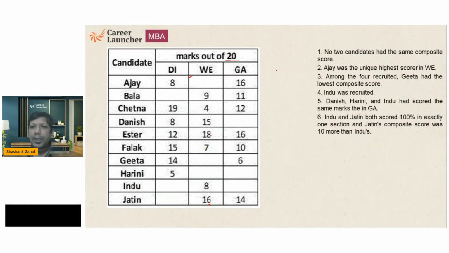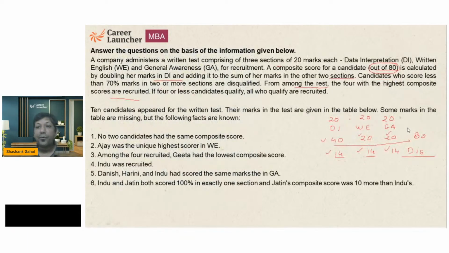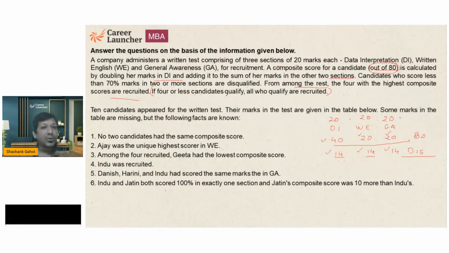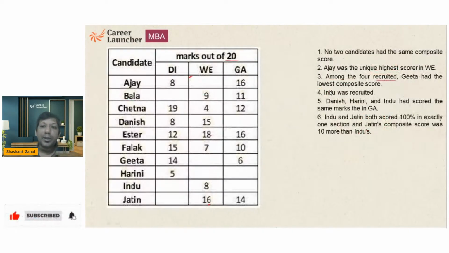Anyhow. Among the 4 people recruited, so now I know कि ये वाली जो लाइन है, if 4 or fewer candidates qualify, all those who qualify are recruited, ये लाइन का कोई मतलब नहीं है क्योंकि क्वेश्चन ये कह रहा है कि 4 लोग रिक्रूट हो गए. ठीक है. And among the 4 people recruited, गीता का जो कंपोजिट स्कोर है that's lowest. ठीक है. इसका मतलब Geeta is recruited. This is what I know.